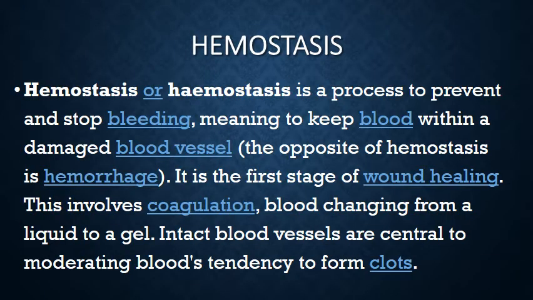We start with hemostasis. What is the definition of hemostasis? It is a process to prevent and stop bleeding. That's to say, to keep blood within damaged blood vessels. It is just the opposite of hemorrhage and bleeding. It is the first stage of wound healing that involves coagulation, blood changing from liquid to gel. The intact blood vessels are central to moderating blood's tendency to form clots. So it is the formation of the clot in order to prevent bleeding.